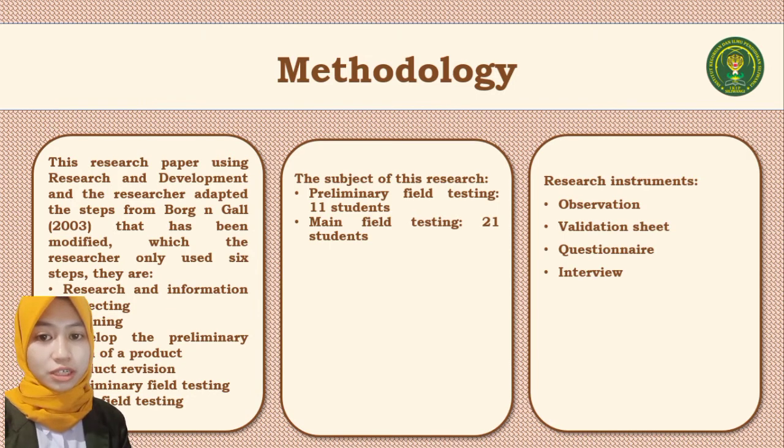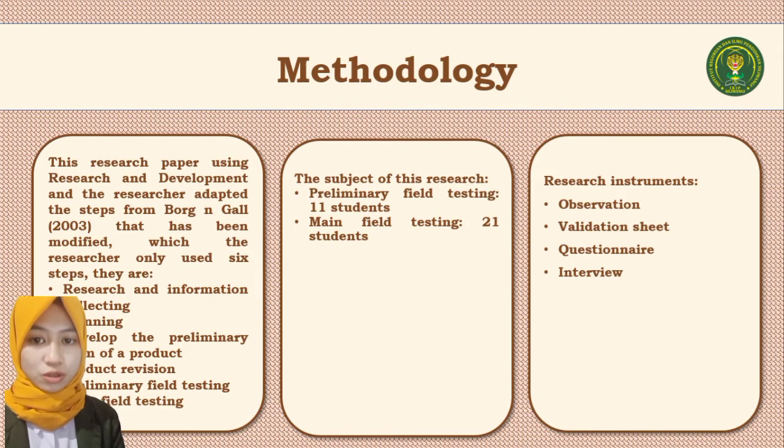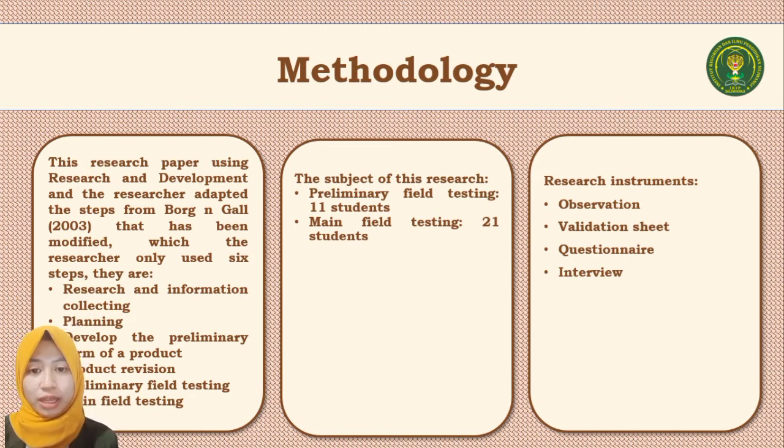The subject of this research is the 7th grade students at one of junior high school. There are 32 students who participate in this research paper. And in preliminary field testing, there are 11 students, and for main field testing, there are 21 students. The instruments that are used in this research are observation, validation sheet, questionnaire, and interview.